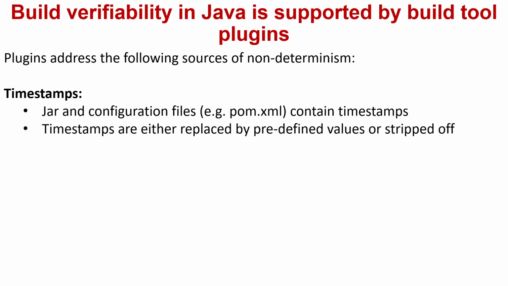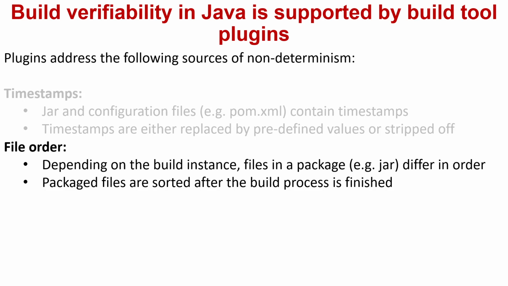Java build tools support verifiability by offering a set of tool-specific plugins. These plugins can address three main sources of non-determinism. The first source of non-determinism is timestamps that are introduced during the build. To mitigate them, the plugins use either a controlling approach, in which timestamps are replaced by predefined values, or interpretation, in which timestamps are stripped off the generated artifacts.